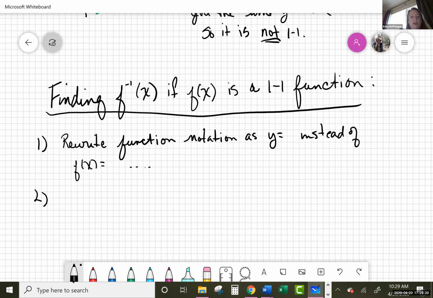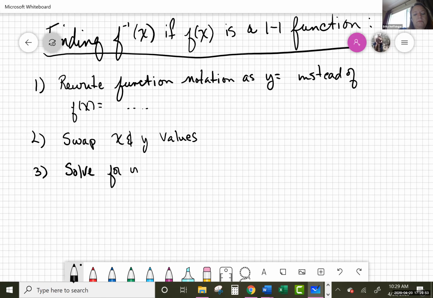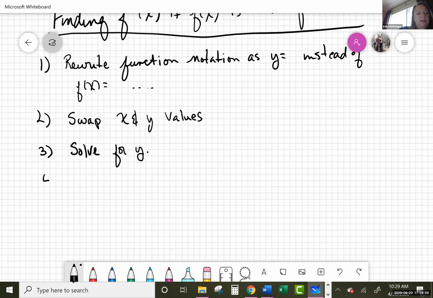Once I've done that, you want to swap your x and y values. So wherever you see an x in your equation, you're going to replace it with y. Wherever you see a y in the equation, which is only one place, you're replacing it with x. And once you've done that, you're going to solve for y. Once you've gotten y by itself in terms of x, then you have your inverse function.